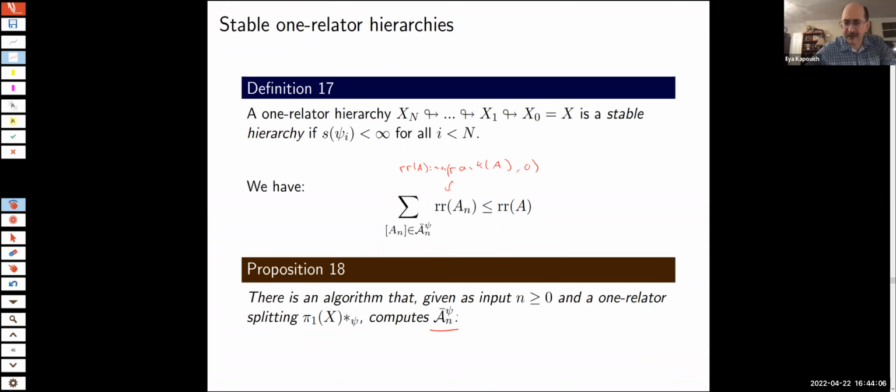Sorry, a couple of questions and comments. I think you're missing a -1 there in the definition of reduced rank, right? Oh, yes, thank you. And I wanted to check this inequality, that this sum is less than or equal to the reduced rank of A. So it applies in what circumstance? What are the assumptions about A and AN? The assumptions are only that these splittings come from a one-related hierarchy. Any one-related hierarchy, for any one-related hierarchy we have this inequality.